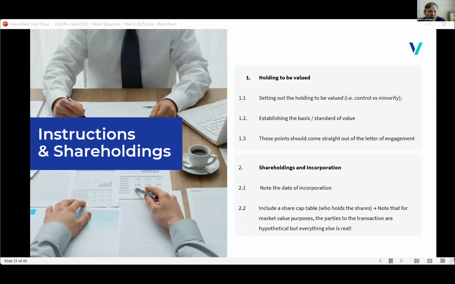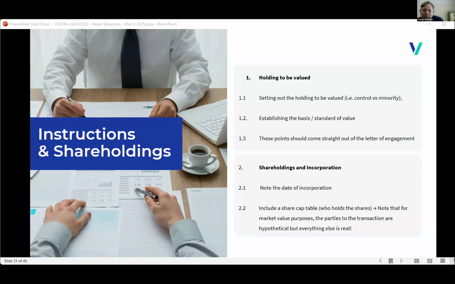So instructions and shareholdings then. Well, the first section of the valuation report will establish what's being valued and under what conditions it's being valued. So we start with the holding to be valued, and it's essential to clearly define whether the valuation pertains to a controlling interest or a minority stake, as this is going to directly impact the valuation methodology and applicable discounts and premiums.